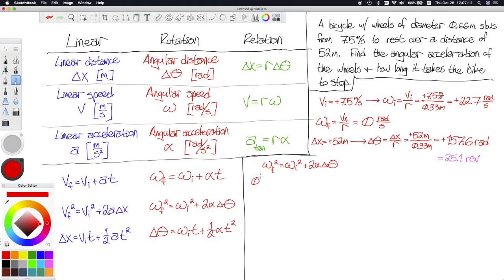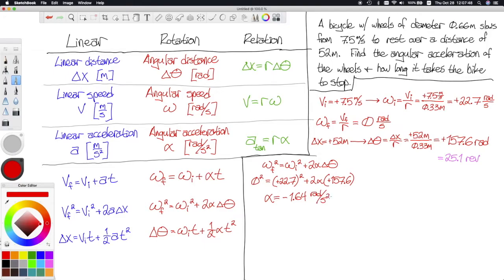So we've got our final angular velocity is 0. Our initial angular velocity was that positive 22.7 radians per second, squared, plus 2 times alpha times our delta theta of positive 157.6 radians, making sure to plug everything in radians per second, etc. And if we solve this, we get an answer of negative 1.64 radians per second squared.